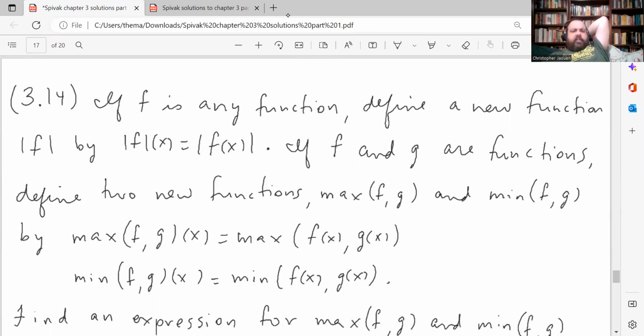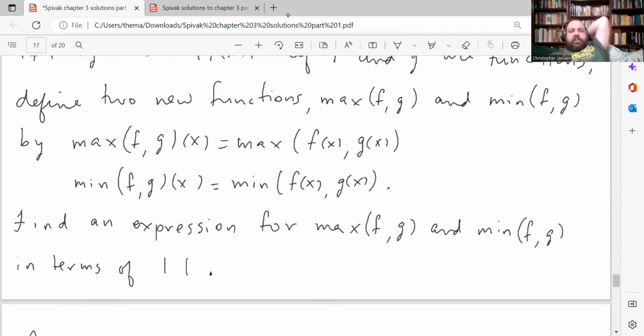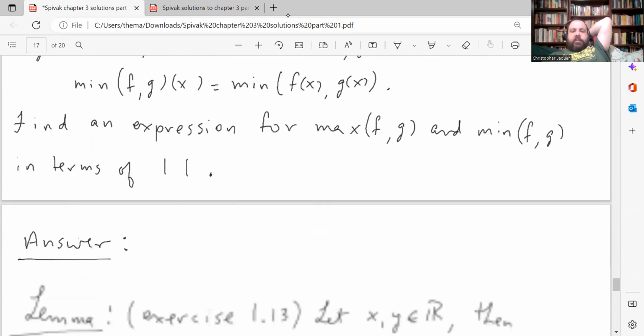Right, and then last one for this video, 314. If f is any function, define a new function, absolute value f, by absolute value f of x equals the absolute value of f of x. If f and g are functions, define two new functions, max fg and min fg, this way. So max fg of x is the maximum of f of x and g of x. The minimum fg of x is equal to the minimum of the y values here, f of x, g of x. And they want you to find an expression for those things in terms of the absolute value.